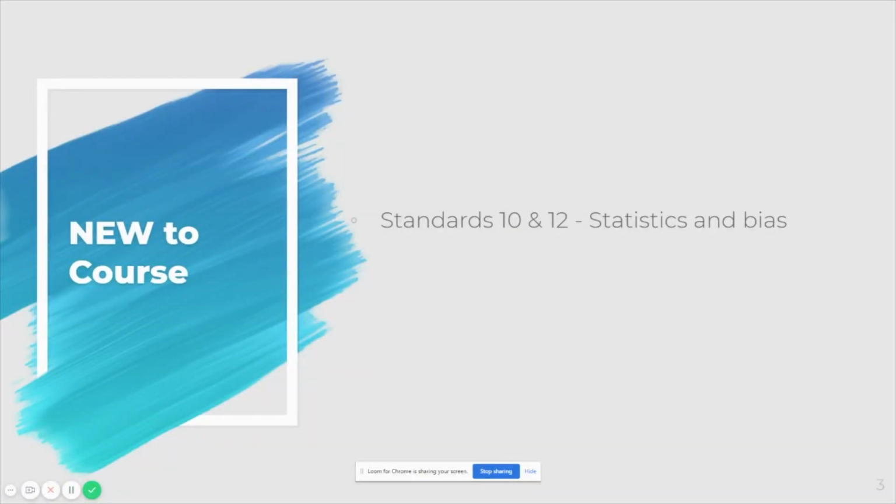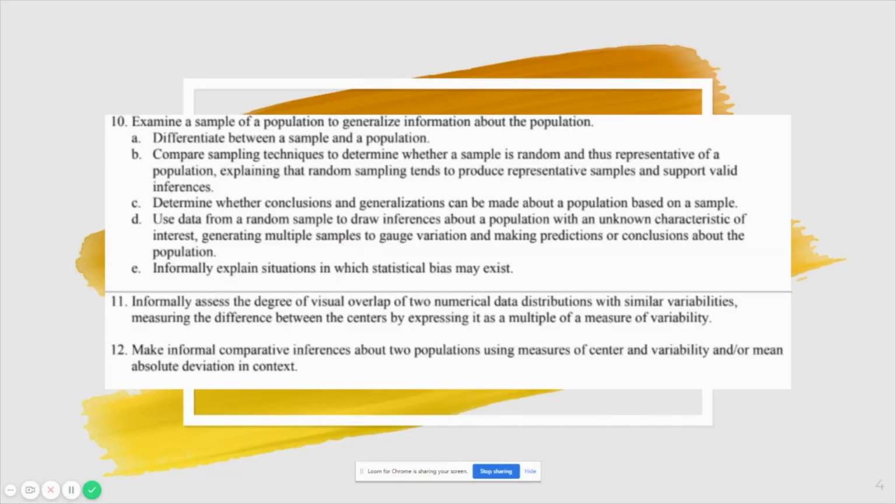Now let's take a look at the standards that are new to the course. In regular math, standards 10 and 12 are both new. They deal with statistics and bias. Specifically, Part E of Standard 10 asks students to informally explain situations in which statistical bias may exist. This element of bias has not been seen in previous standards.